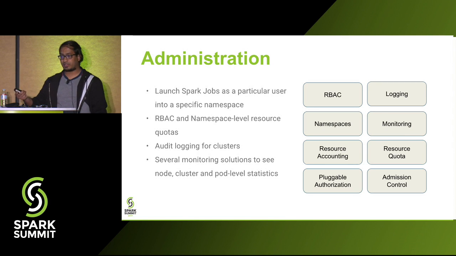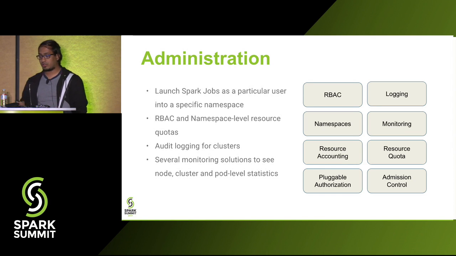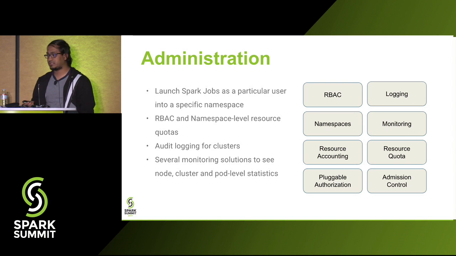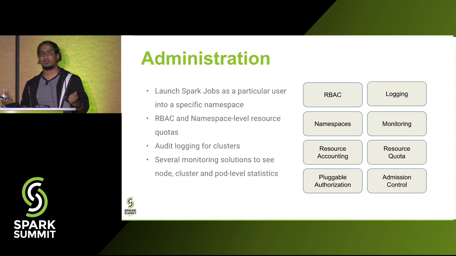You can launch into a particular namespace. You can have those namespaces associated with certain roles which have permissions, like a certain user could be allowed to create pods in that namespace, certain users may not. And you can have quotas associated with those namespaces. Audit logging, there are several third-party solutions, and there's also pluggable authorization and authentication. All of that can be directly used with Spark on Kubernetes as well.